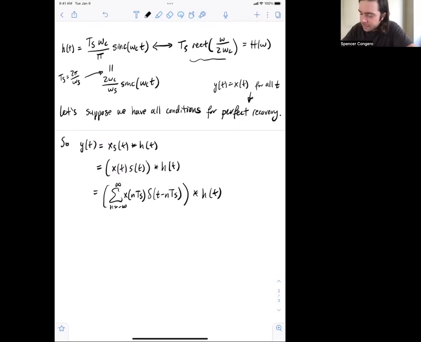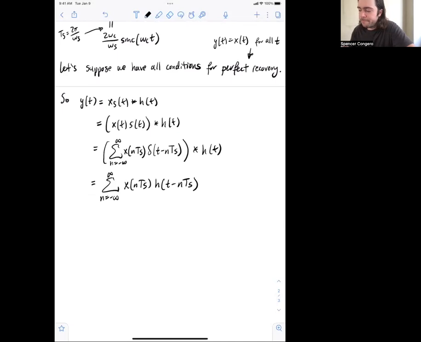Okay. What happens now? Well, we can use the distributive property of convolution to say, I'm convolving h of t with a big sum. That's just the sum of h of t convolved with all the individual components. So we're going to get x of n t sub s times h of t convolved with this delta, but we know convolving with a shifted delta just shifts my original function.